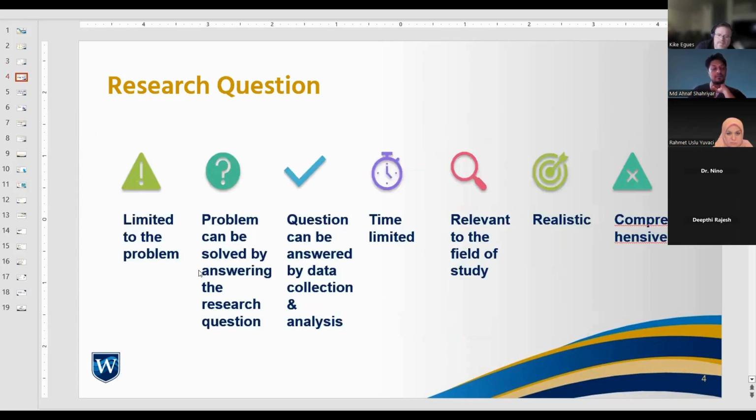So we first have to develop that research question. What is it we want to know about? It must be limited to the problem. It must be something that the problem can be solved by answering this research question. The question can be answered by the data collection and analysis process. And in this situation, it's machine learning. It's time limited, relevant to the field of study, realistic, and comprehensive.